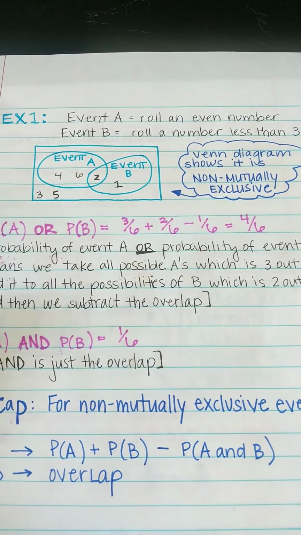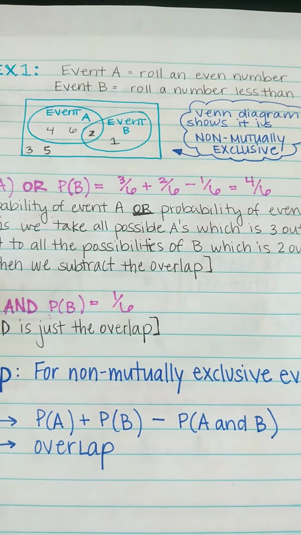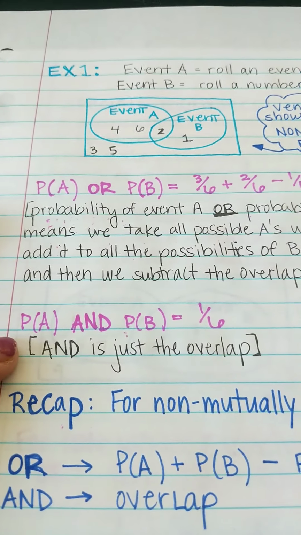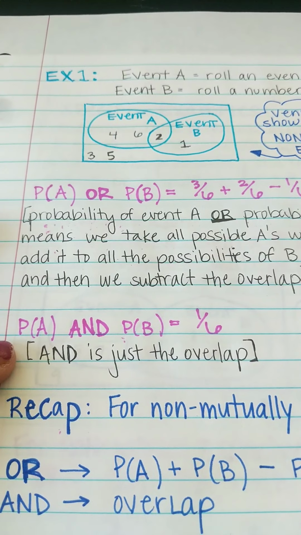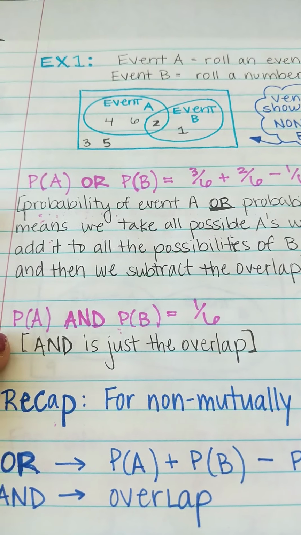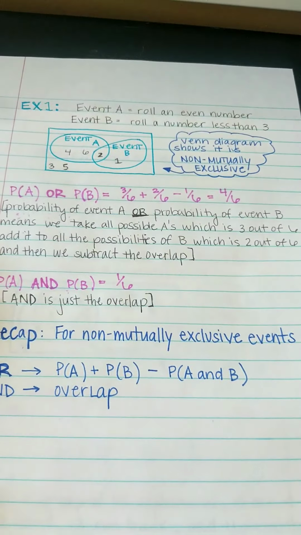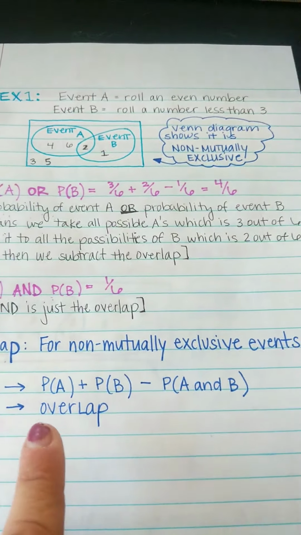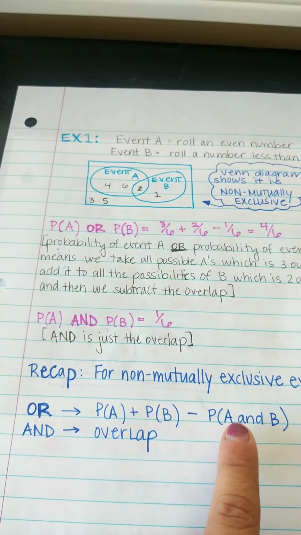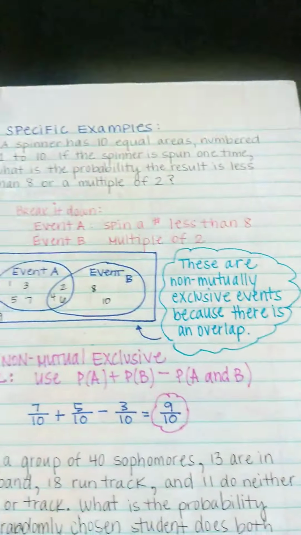So remember, if it's non-mutually exclusive, you add event A and event B and subtract the overlap. Now, when it's non-mutually exclusive, if it says A and B, it's possible because there is some overlap, but it's just always going to be the overlap. So 1 out of 6 numbers. Recapping, for non-mutually exclusive events, OR means we do the probability of the first event plus the probability of the second event minus the probability of the overlap, and AND is just going to be your overlap.